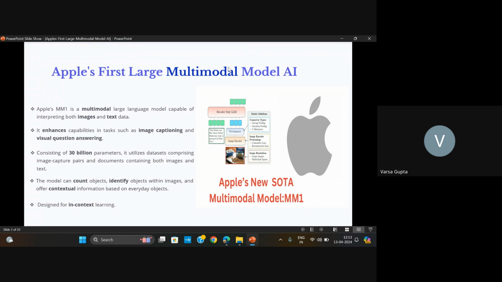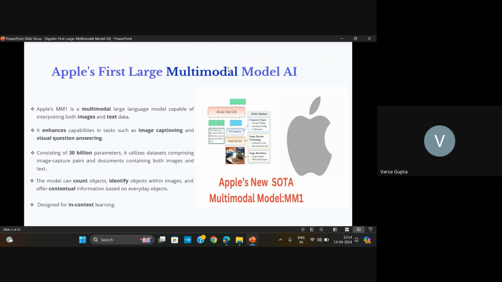Apple's researchers introduced MM1, their first large multimodal model, which is capable of interpreting both image and text data. This model enhances capabilities in tasks such as image captioning and visual question answering. It utilizes 30 billion parameters for deep learning, and it is trained on a very vast dataset, like 1 billion images and 30 trillion words.